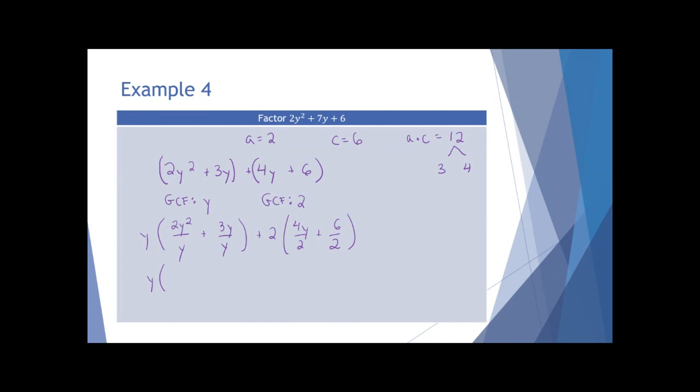So inside my first set of parentheses, I get 2y plus 3. Since the y's cancel in the last term, and then a 2 minus 1 gives me an exponent of 1 in the first term. Then plus 2, then 4 divided by 2, I get 2y plus 3. And so the first set of parentheses is what's matching in the parentheses, the 2y plus 3. The second set is what's in front, y plus 2.